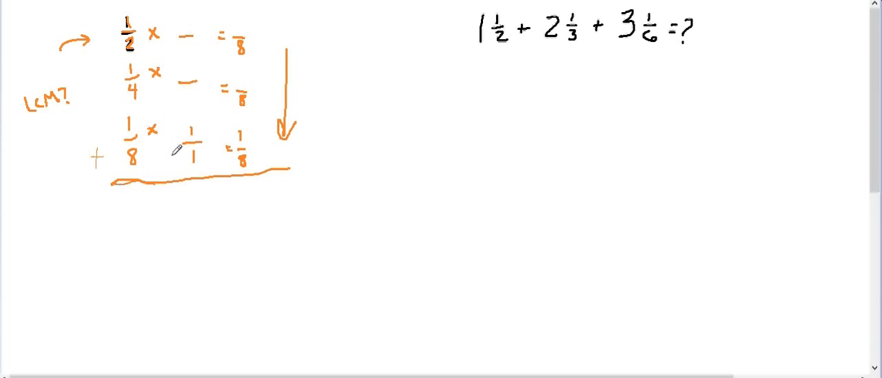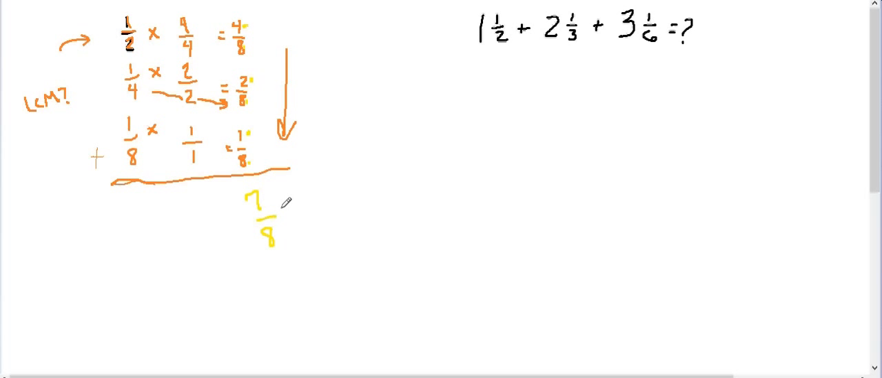It stays 1/8. But fourths, I need to times by 2 to get from 4 to 8. So I also multiply the top by 2. 2 times what is 8? 2 times 4. So 4 over 4 is my multiplier for the top fraction. And to finish, 4 plus 2 plus 1 is 7. We don't change the denominator when adding or subtracting fractions.